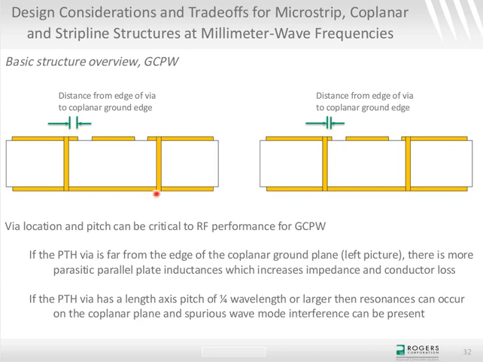Also, if you look at these vias and how they are located in the length axis, not shown here, basically going into the screen, from one via to another on that axis, the pitch should be eighth wavelength or less. If it's around quarter wavelength or more, you can get resonances and you can have some bad things happen. So eighth wavelength or less for the pitch along the length axis is a good thing.